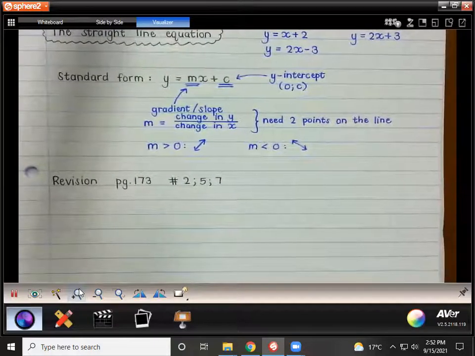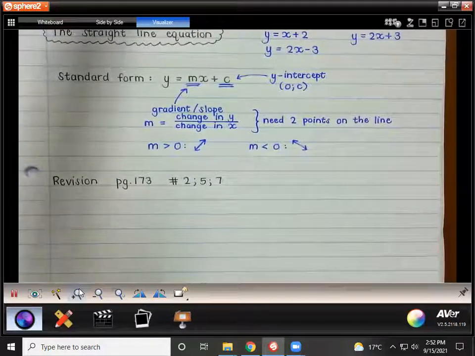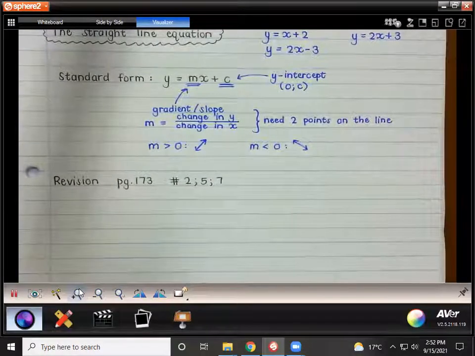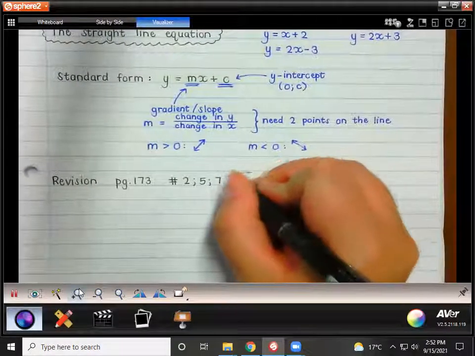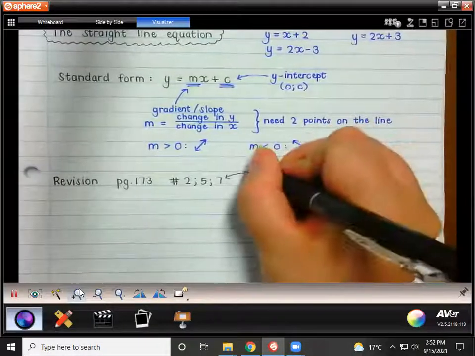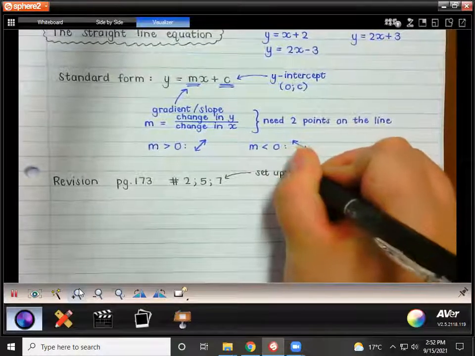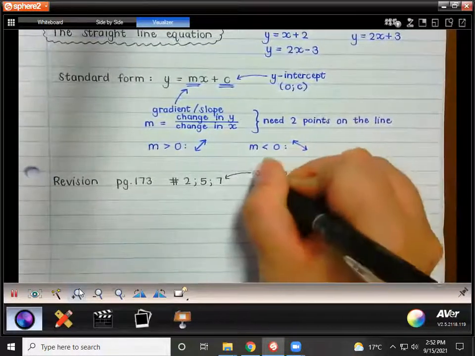And in number 7, let me just see. In number 7, I added it to the instruction last year, so I think they might have said something different. Just add there in number 7, you're going to have to set up a table and draw the graph.